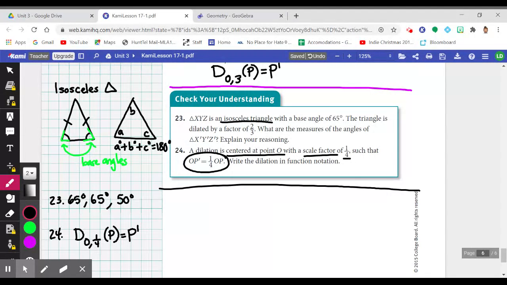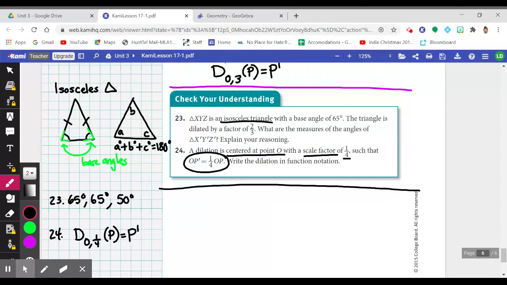Well, as we studied how sides and angles often relate to each other in an isosceles triangle, if two sides are congruent, two angles are congruent. And those two angles are the angles that are opposite of the congruent sides. And these two angles that are congruent in an isosceles triangle are called base angles. So they're actually telling us a lot here because base angles are the two angles that are congruent in an isosceles triangle. So if we know one base angle is 65 degrees, we actually know two of the angles are 65 degrees. And it says the triangle is dilated by a scale factor of 2/3. What are the measures of the angles of triangle X prime, Y prime, Z prime?